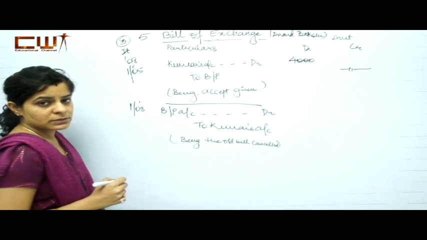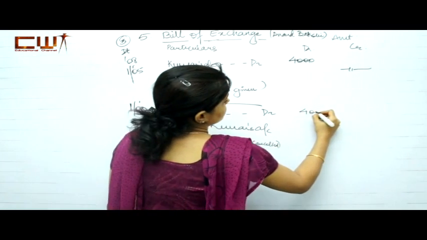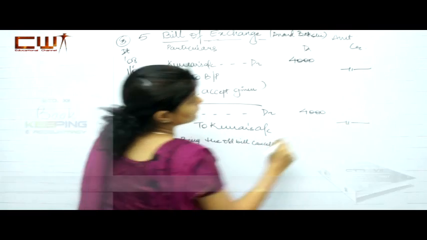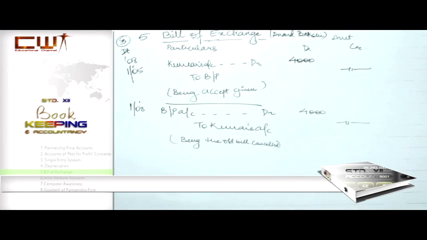Alright. How much is the bill for? 4000. So the bill has been cancelled. Now what happens? It is 1st August, Mr. Bakshi requested Kumar to renew the bill. So we have cancelled the old bill. Now we will renew the bill, and Kumar agrees on the condition that 1000 should be paid immediately and Bakshi should accept the new bill for 3 months for the balance payable.